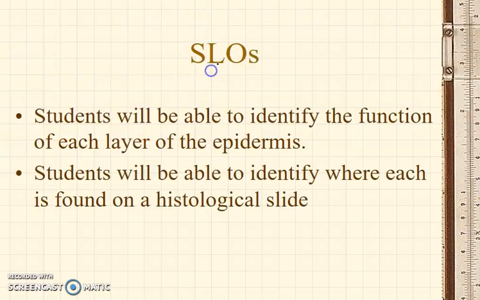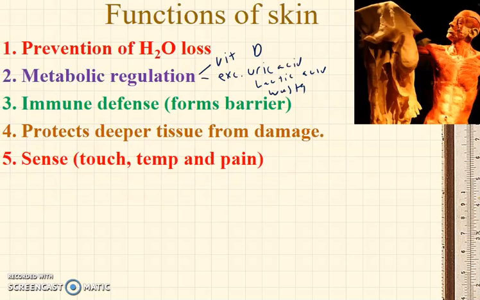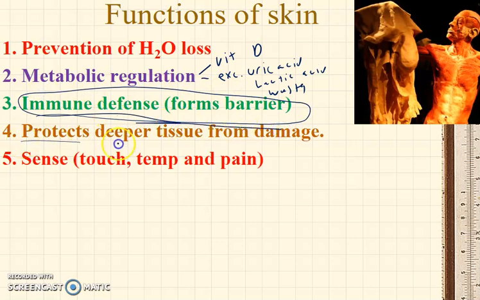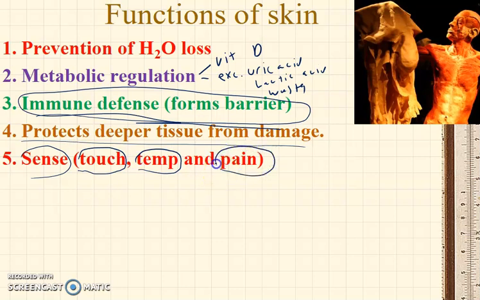Metabolic regulation, it makes vitamin D, and it excretes things like uric acid and lactic acid and other waste products. It also cools you. All that sweat, it's metabolic regulation. Immune defense. That is talked about in physiology in the immune chapter. Protects deeper tissues. And senses. Your sense of touch. The itsy bitsy spider crawling up your leg. We'll talk about them in a second. Temperature. Sitting in your hot tub for an hour after exercising feels very nice. And pain. Did I mention exercising?